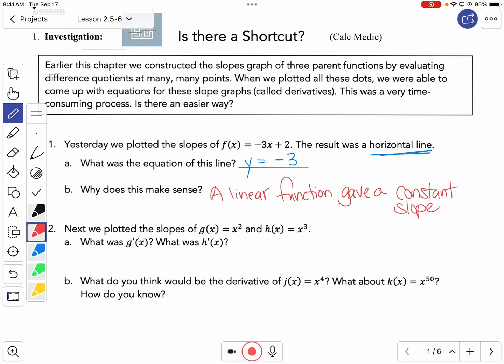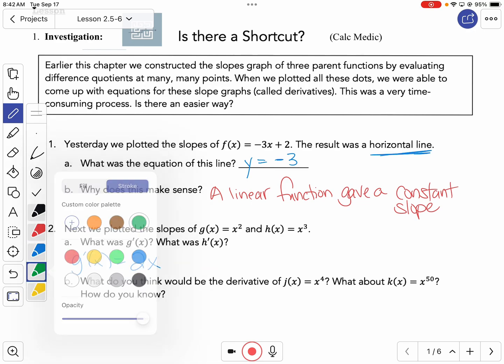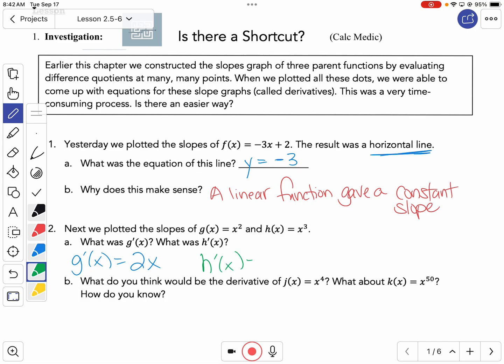And then next we did x squared and x cubed, and we looked at those derivatives. The derivative g prime of that function was 2x, and h prime was 3x squared. So what I want you to do is to continue on and finish this investigation, working with the people in your group. I think it's got 4 questions.